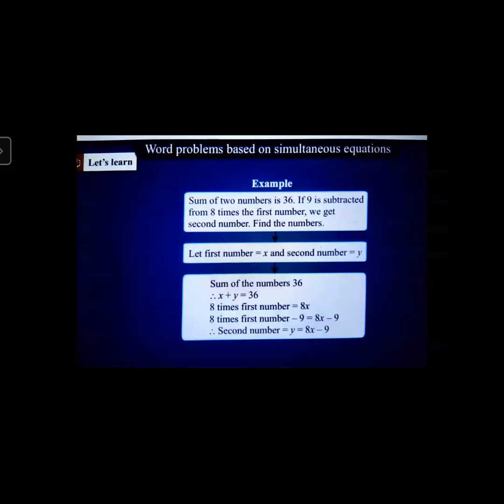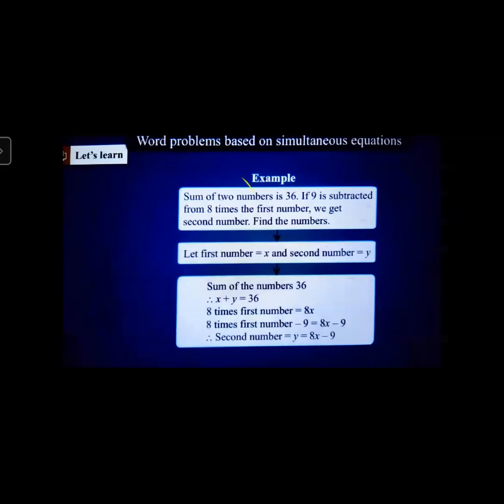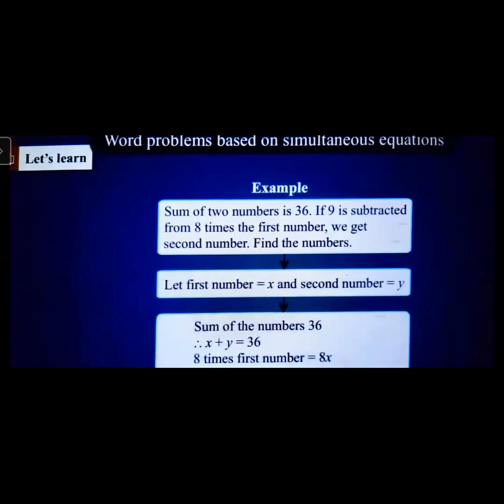This is one word problem given. Sum of two numbers is 36. If 9 is subtracted from 8 times the first number, we get the second number. Find the numbers. So we will do the first step. Read the given word problem carefully and try to understand it.